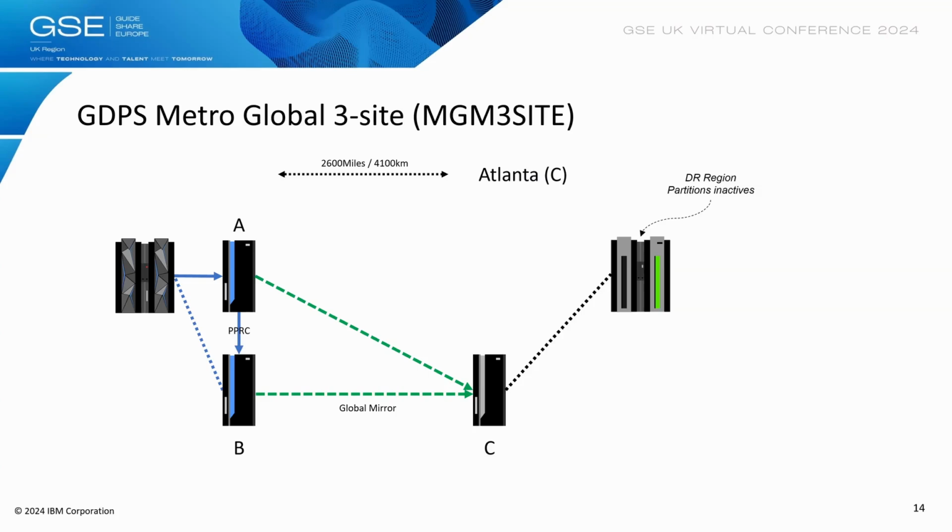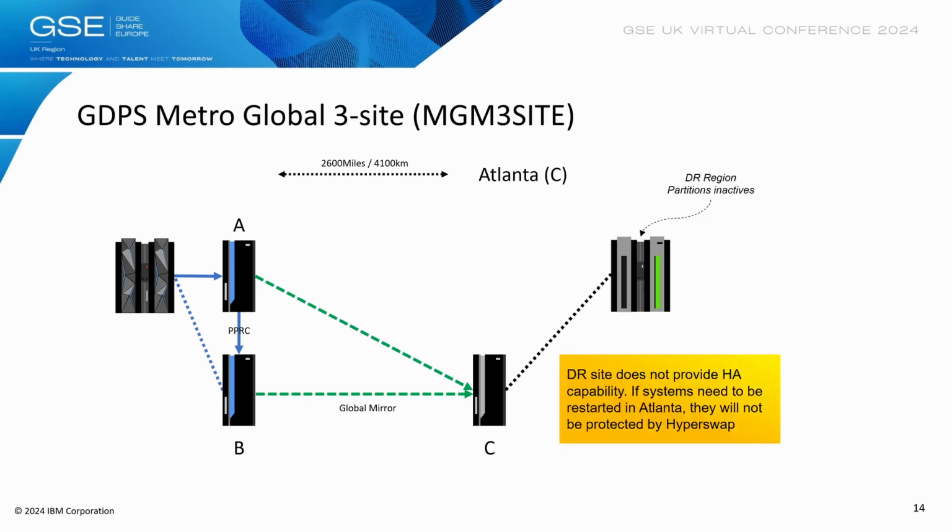So note that the global mirror session that you can see here can be from B to C, so in a cascaded configuration, A, B, C, or can be from A to C in a multi-target configuration, A, B, A, C. In fact, all the replication combinations are possible, and we'll see that in a few slides. So we have HyperSwap available on the production region in case of a primary failure. And in case of a complete site failure, GDPS allows to recover and restart the production on the recovery region.